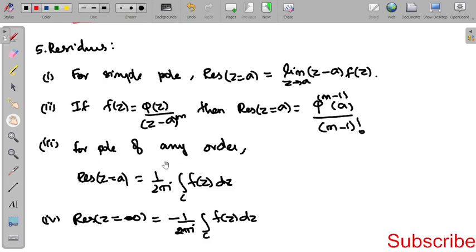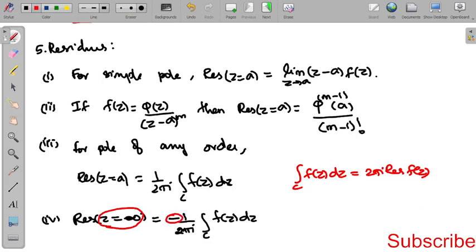If it is a pole of any order, then the residue is equal to 1 divided by 2 pi i, integral over C of f(z) dz. You can see this later in the residue theorem: integral over C of f(z) dz is equal to 2 pi i into the residue of f(z). Then the residue at infinity is the negative of 1 divided by 2 pi i, integral over C of f(z) dz, where z tends to infinity.